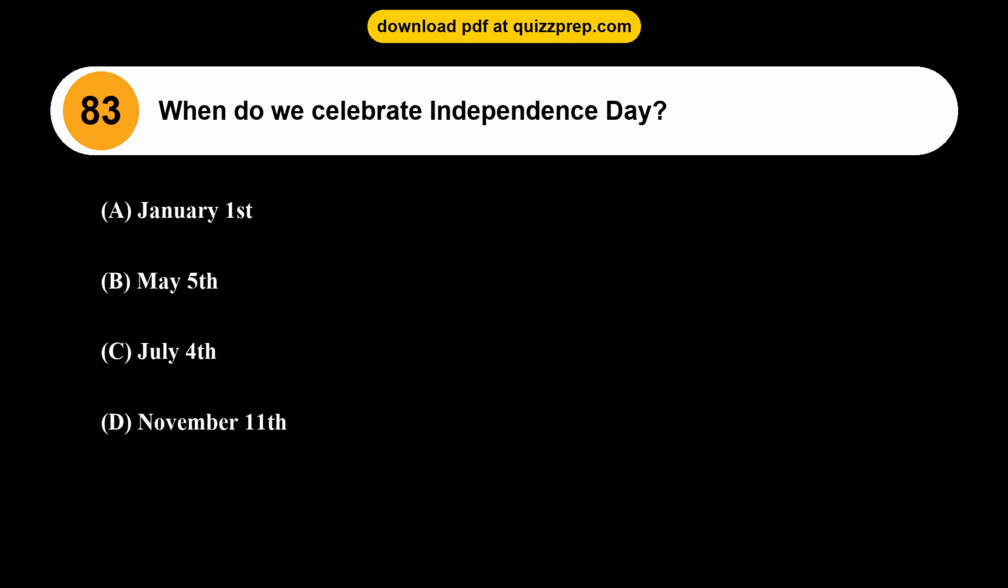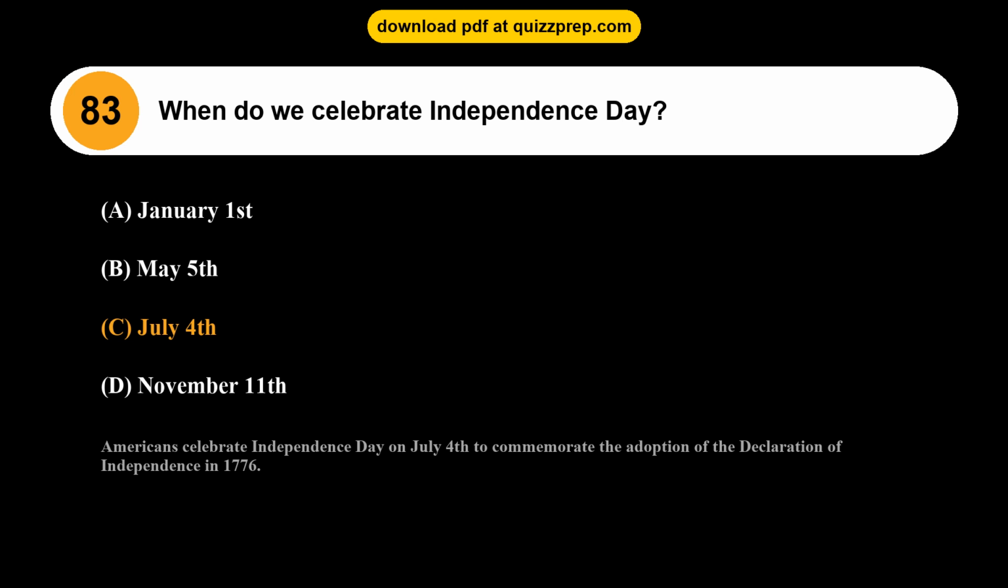Question 83. When do we celebrate Independence Day? Option A, January 1st. Option B, May 5th. Option C, July 4th. Option D, November 11th. The correct answer is option C, July 4th. Americans celebrate Independence Day on July 4th to commemorate the adoption of the Declaration of Independence in 1776.